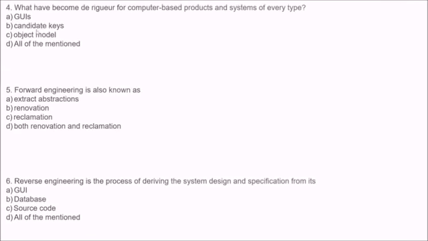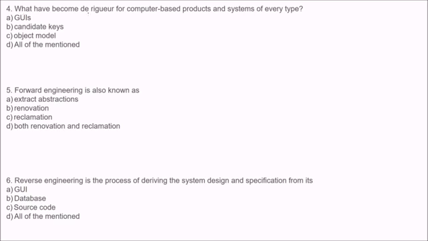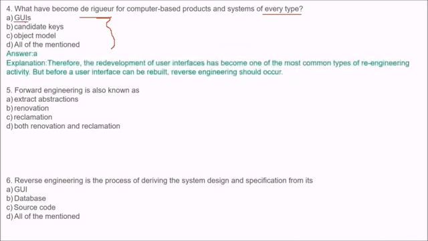The next question is, what has become de rigueur for computer-based products and systems of every type? These are options for you. The answer is GUIs. Why? Because the redevelopment of user interface has become one of the most common types. De rigueur means the common types of re-engineering activity. But before a user interface can be built, reverse engineering should occur.